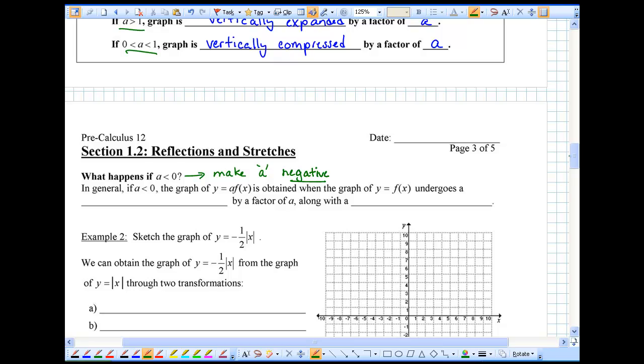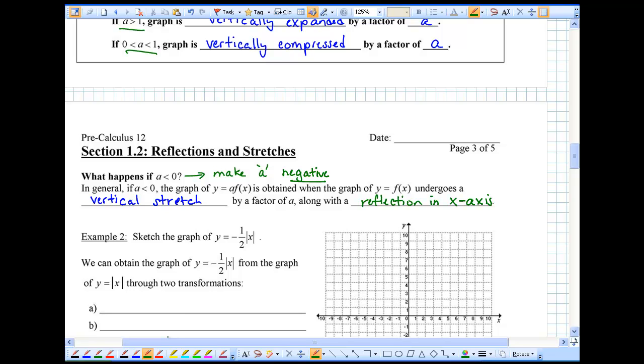So, in general, if a is less than 0, you still get this vertical stretch. So it could be a compression or expansion by a factor of a, but because of that negative, you also get some sort of reflection. And do you remember, this is a reflection in which axis? If the a value, the thing in front of the f of x function, is negative, and you wrote down a reflection in the x-axis, bravo!